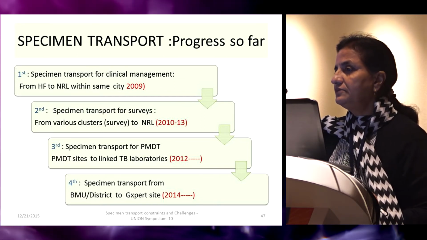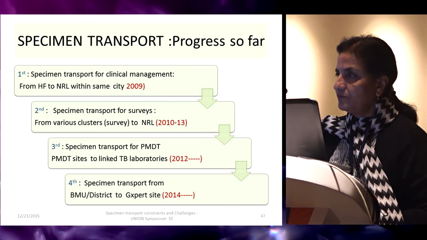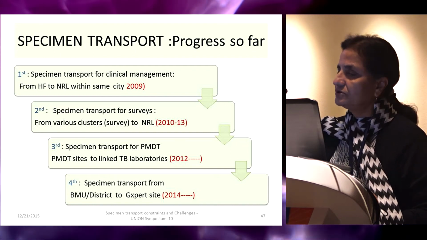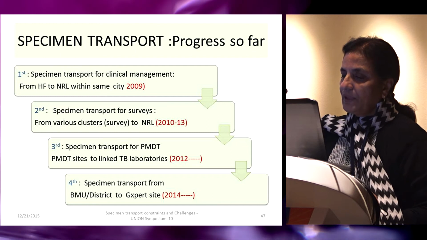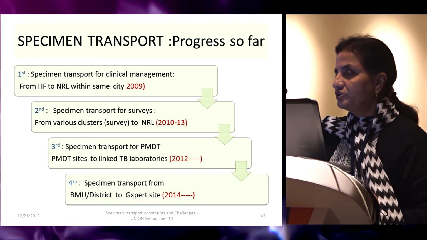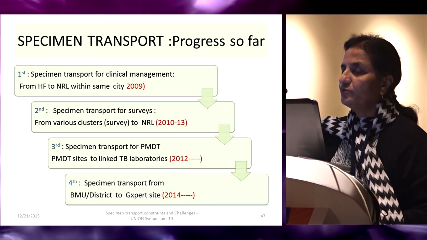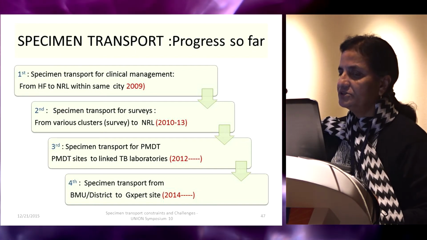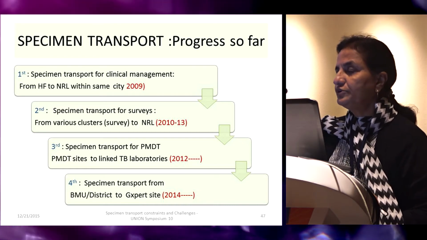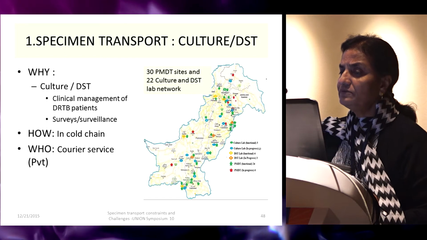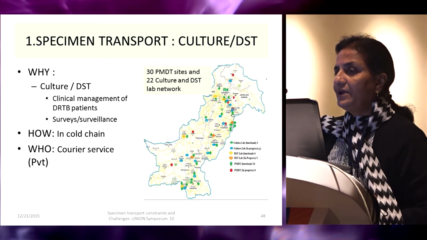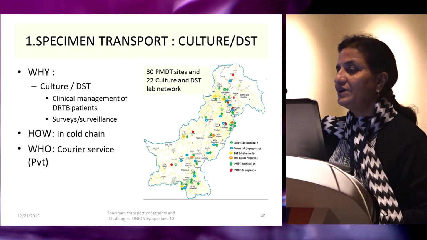Between 2010 and 13, we conducted 2 large surveys, which was a rich experience in specimen transport, because the specimens were collected across the country from various clusters. Then from 2012 onward, the laboratory was linked to the PMDT sites because other laboratories were not yet functional, and this laboratory was providing culture and DST services to the newly emerging PMDT sites. In 2014, we started linking BMUs to the Xpert sites for Xpert testing. So I will talk first about the culture and DST services. Altogether, we have planned to have 30 PMDT sites and 22 culture and DST laboratories.